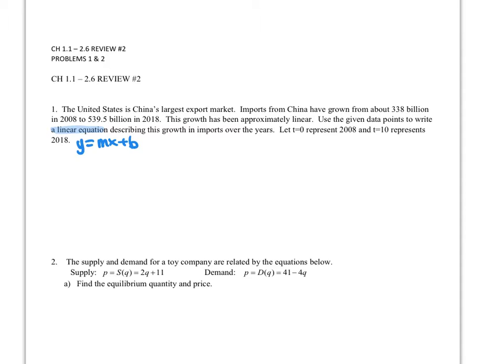What we need then is to calculate the slope and the y-intercept. Now the information we are given here is 338 billion in 2008 and 539.5 billion in 2018. So we have the t representing the 2008 for the time and the 10 representing the 2018. Anytime you're creating coordinate points with years, you want to convert those to integers. So the 338 gives us the point (0, 338) because we are starting at 0 for 2008.